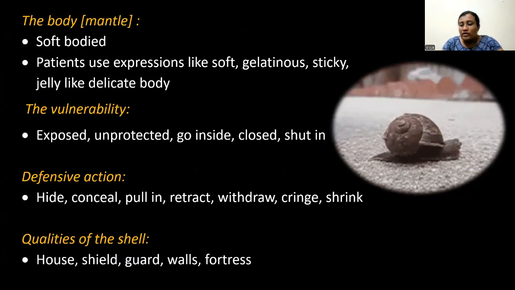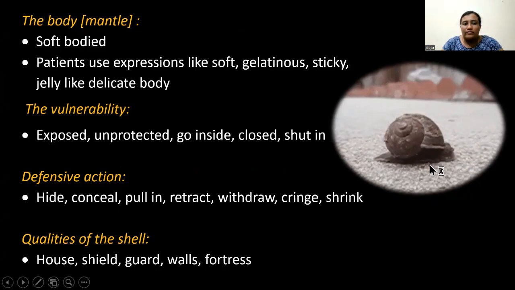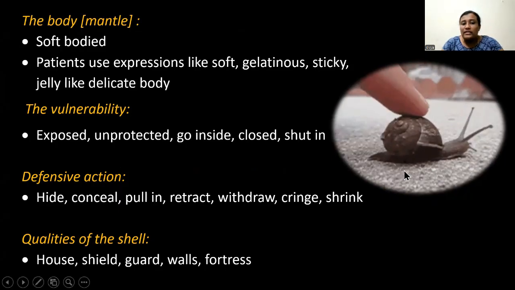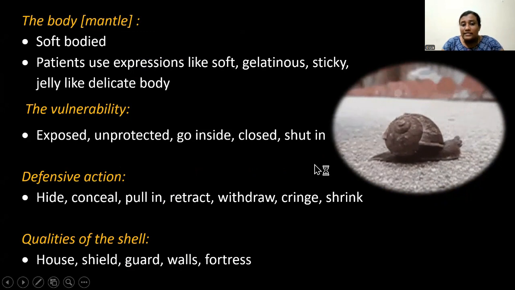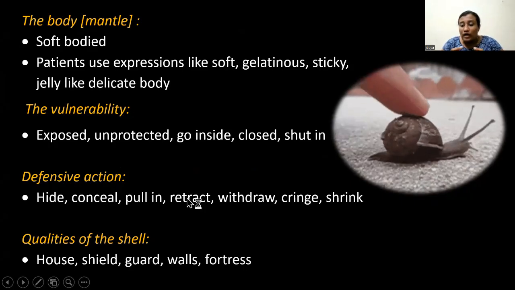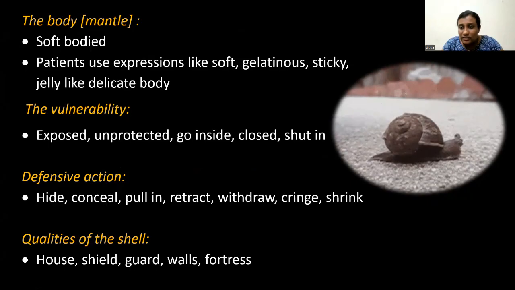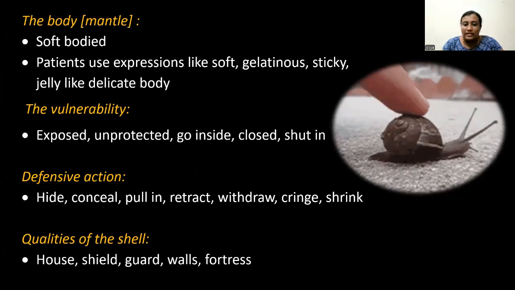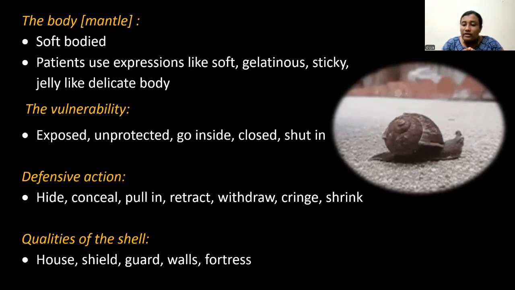So this is a gastropod, where if you touch this animal, it goes inside. So they speak about this outside, inside, closed, shut in. They want to hide. So the majority of mollusks want to hide. Their defensive mechanism is hiding. But the survival mechanism of each mollusk differs specifically. In general, though, every mollusk wants to retract, pull themselves inside, and hide.